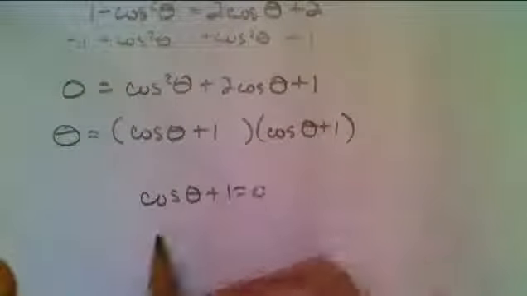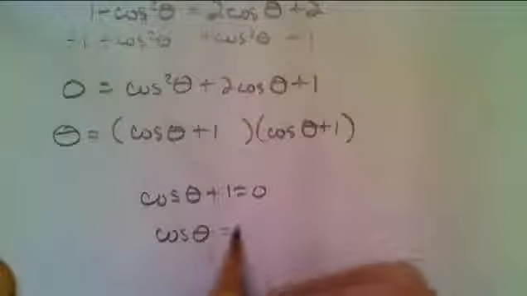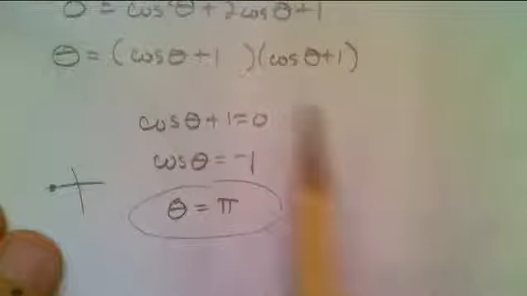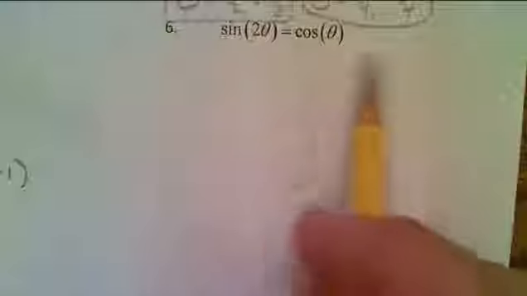So I only need to set cosine theta plus 1 equals 0, which says the cosine of theta equals negative 1. That only happens in one spot. That happens when theta is pi. It's the only place where the cosine, the x value, is negative 1. So then we get my one answer there. Again, because that was a double root, it happens twice. Same root.